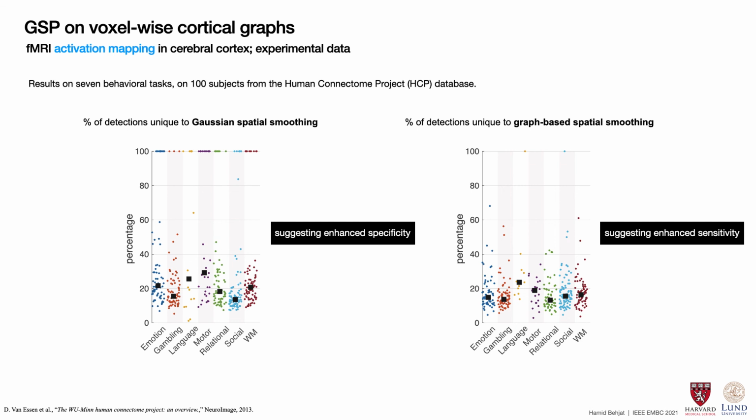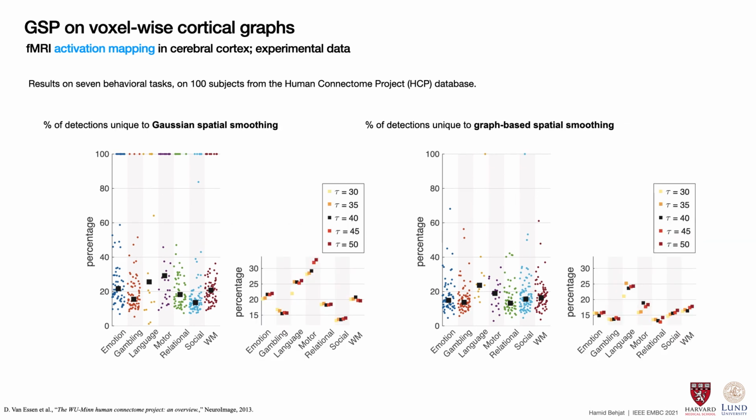So these results are all obtained when using a heat kernel with a parameter of tau equal to 40. If we look at the black circles, that shows the mean across subjects for each of the behavioral tasks. And we do the same thing for the other tau values that we have: tau 30, 35, 40, 45, and 50. We see that the results are robust and replicate across different tau parameters.